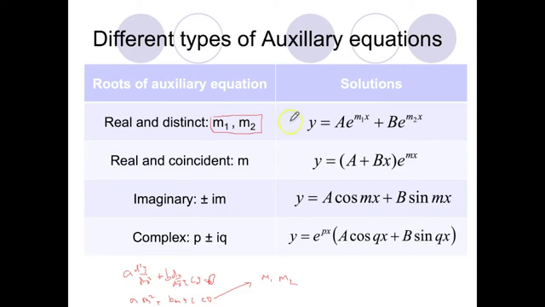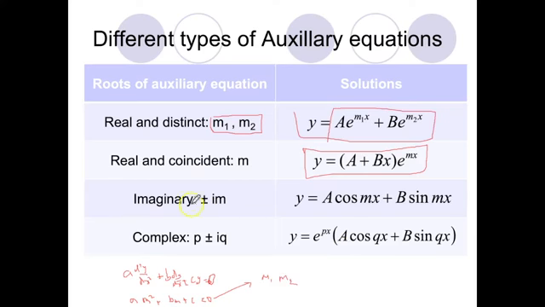And we said if the values of m are real and distinct, then the general solution to this equation will be a e raised to the power m1x plus b e raised to the power m2x. And if the roots are real and coincide with each other, this means you have two equal roots, then you have y equal a plus bx times e raised to the power mx, where m is just the repeated root.